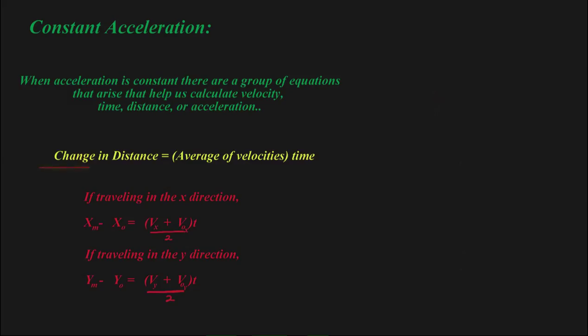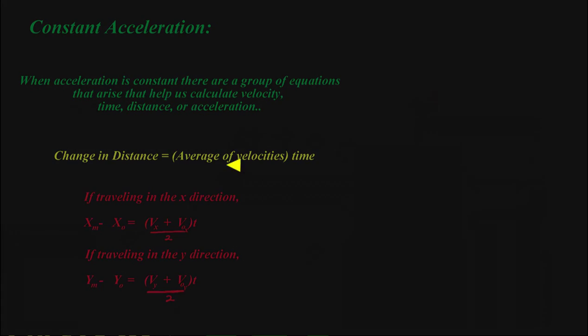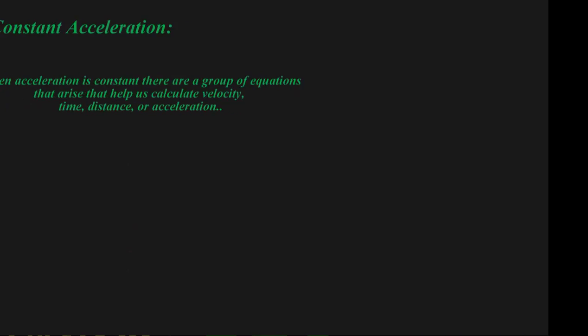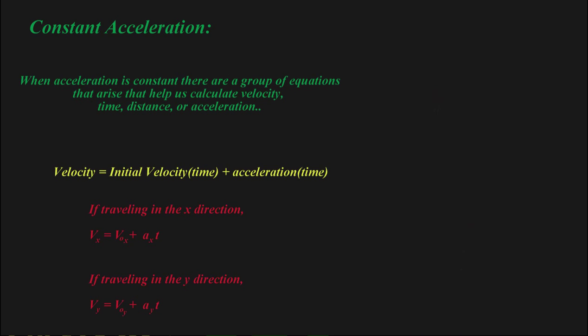This equation here has to do with the change in distance related to the velocities. Alright, so if you're traveling in the x direction, it's going to be x sub t minus x naught equals the average of the velocities times time, so initial plus actual velocity at time t. Same thing for the y's. And the final equation has to do with, again, calculating the velocity at time t.